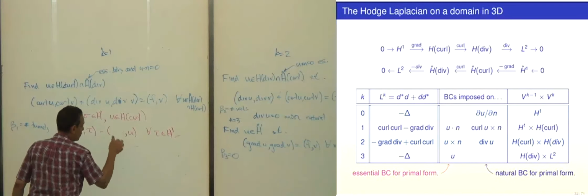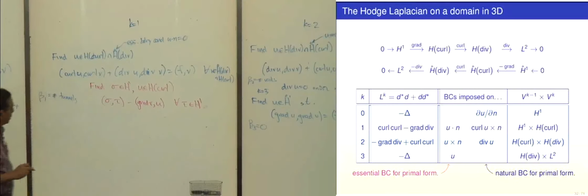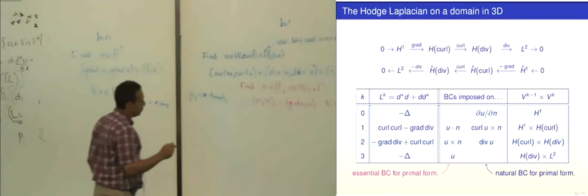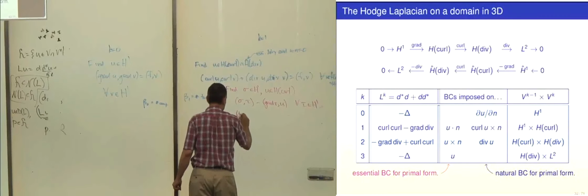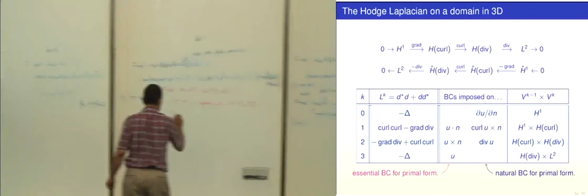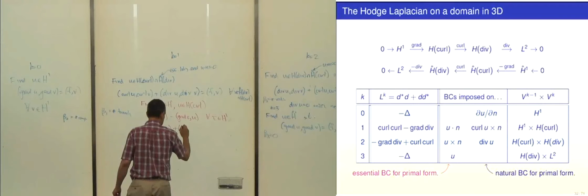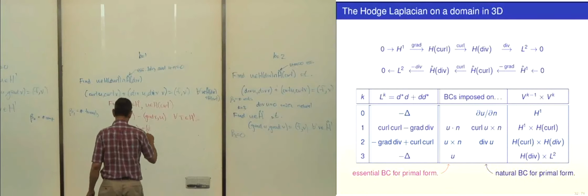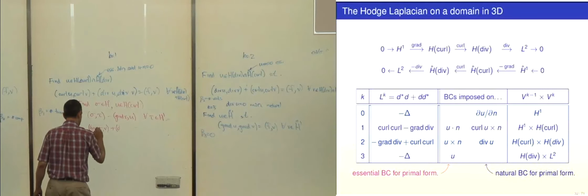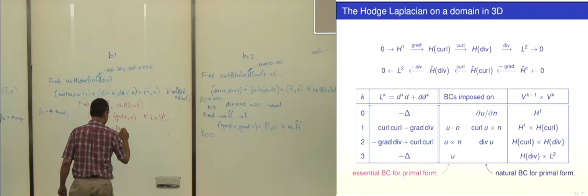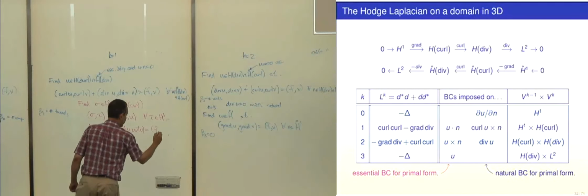That's not div, that's grad. So we have an auxiliary function, sigma, which is in H1, and we pin it down with that equation. And then we have curl sigma V plus grad sigma V plus curl U curl V equals FV.